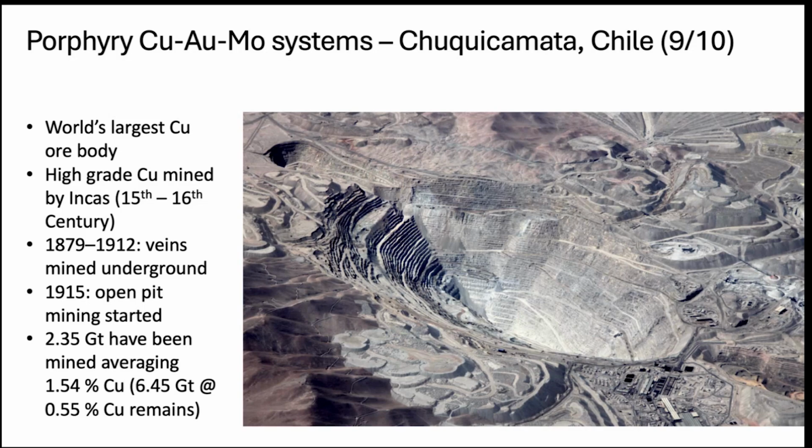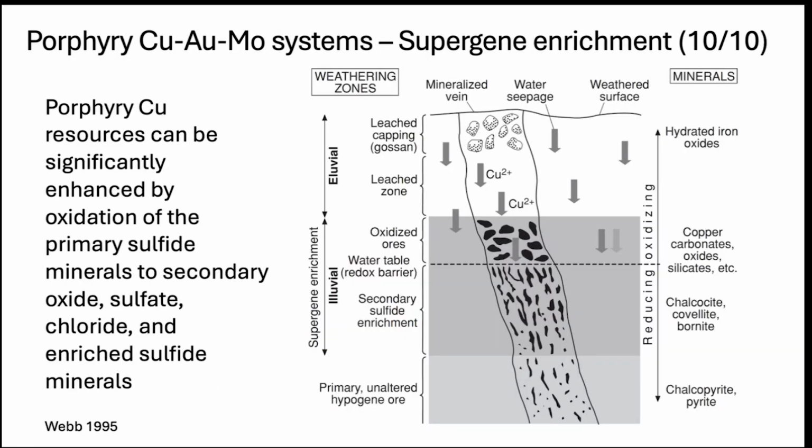Because Chuquicamata is just one of many large copper deposits in Chile. And then one of the really important things, which we keep talking about, is supergene processes. In this cartoon, below the water table, at the bottom, we have the hypogene ore. That is the primary ore that formed from the magmatic hydrothermal fluids through mixing with meteoric waters and various other things. In the next zone above, it's below the water table, but we call it the secondary sulfide enrichment zone.